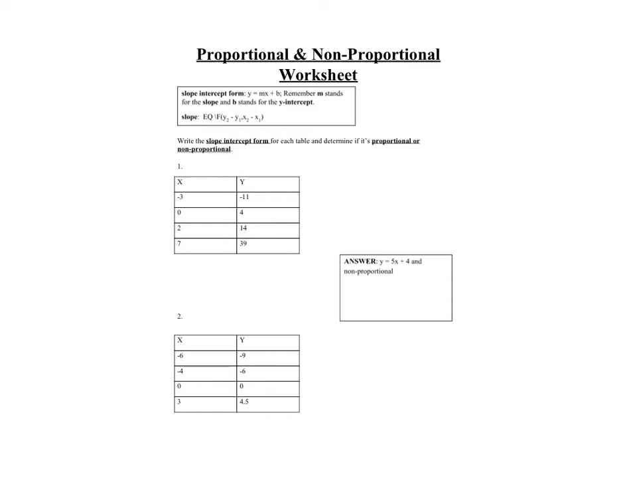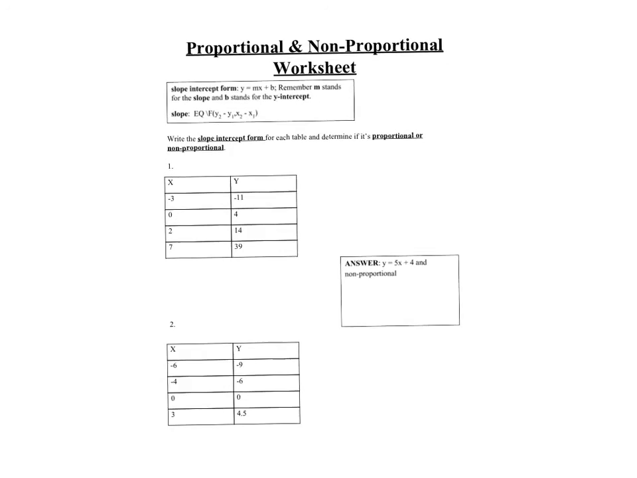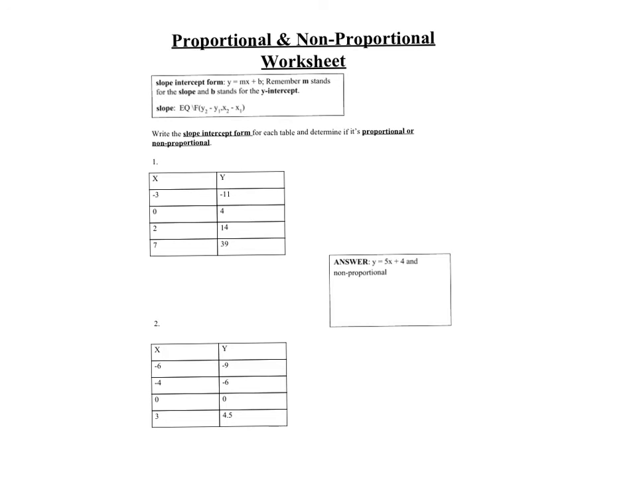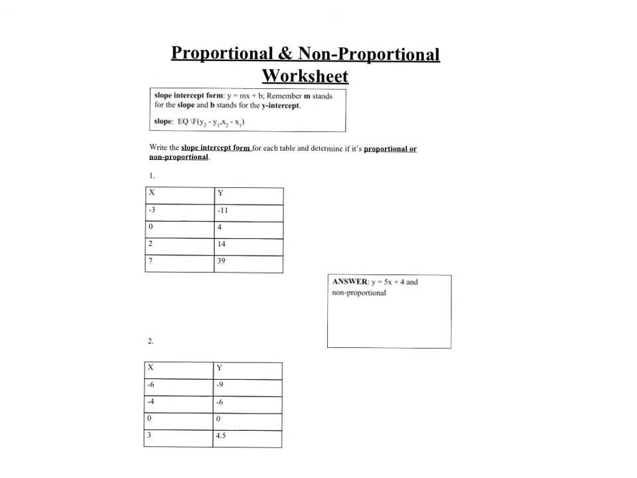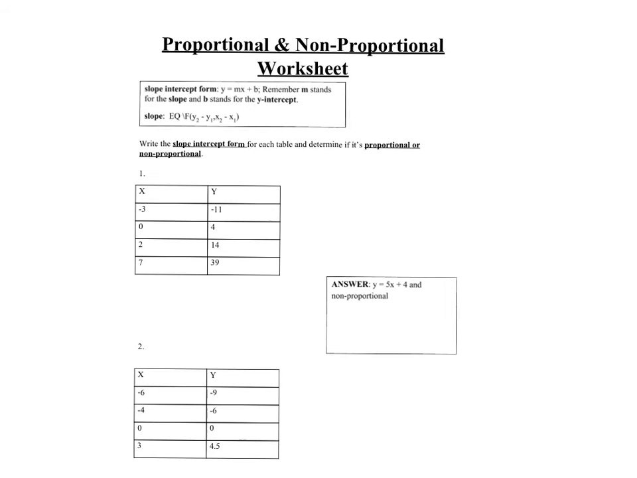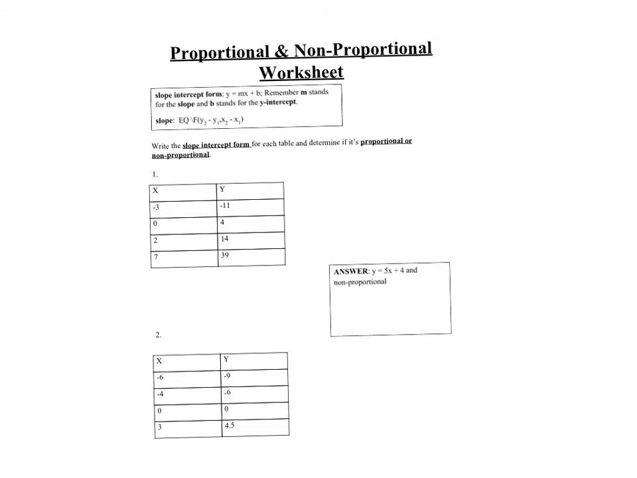Okay, hi. Now for this one, proportional and non-proportional worksheet. Honestly, instead of doing the slope-intercept form, I'll go through the first one and do slope-intercept form, but what I want you to do is just go through and write if it's proportional or non-proportional. So you could put a P and an NP.